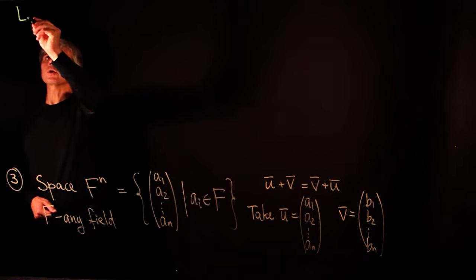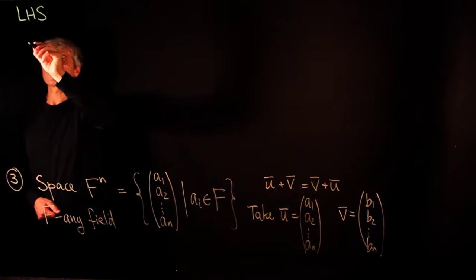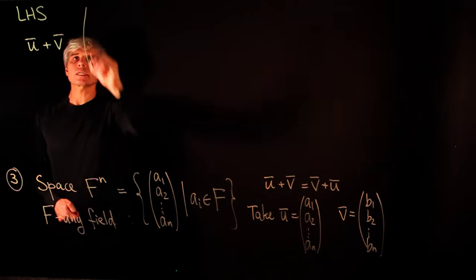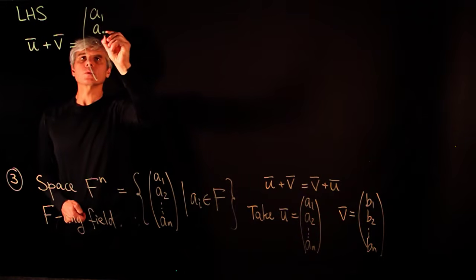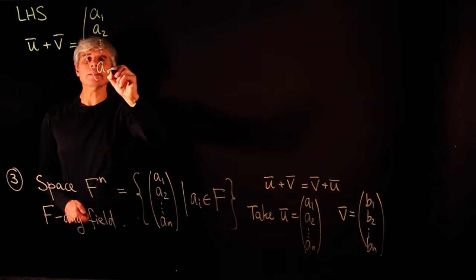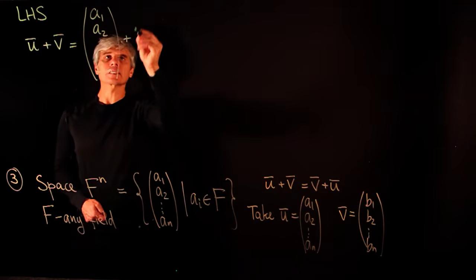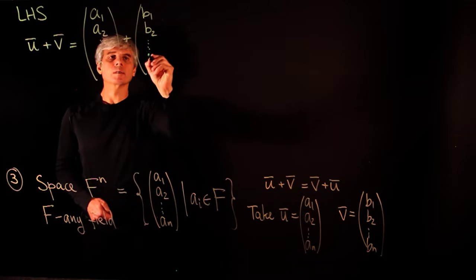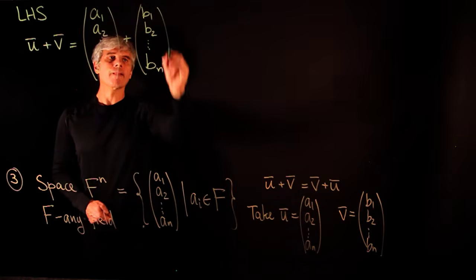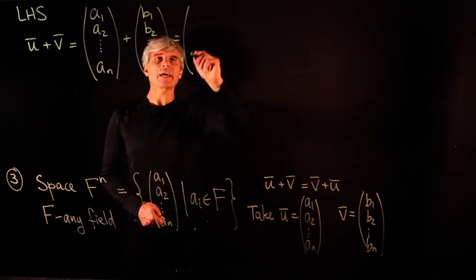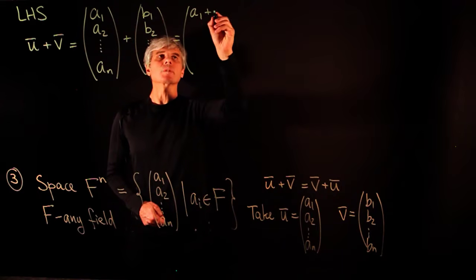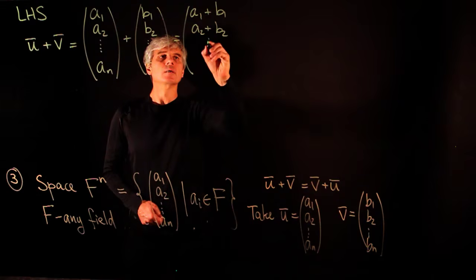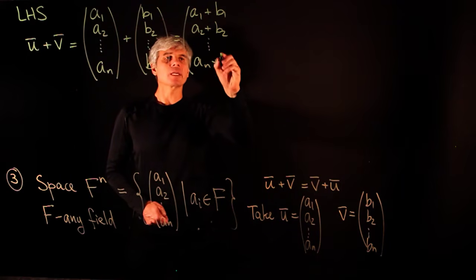Now, let's look at the left-hand side. So what is u plus v? So this is a1, a2, an, plus b1, b2, bn, and we add them component-wise, we get a1 plus b1, a2 plus b2, an plus bn.